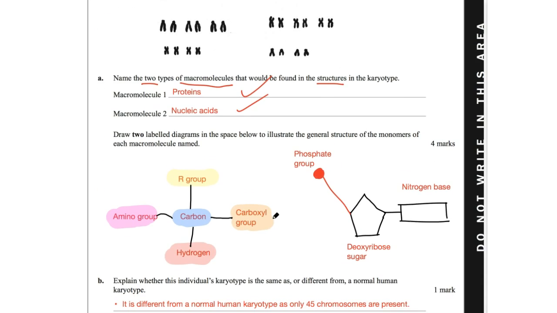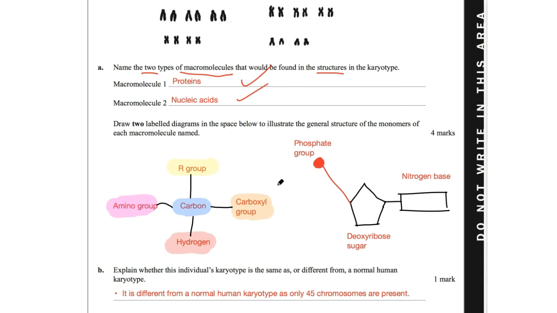Then we push forward, and it says draw 2 labeled diagrams in the space below to illustrate the general structure of the monomers of each macromolecule named. So if we look at these two, I've just written them in advance. Very dodgy drawings indeed, but they still exhibit the general group. We know that this is going to be in terms of our proteins, because we know the polypeptide sequence and many of these join together. It's got its amino group, the carbon and the hydrogen, the carboxyl group, and we know this R group makes it unique for every amino acid that there is.